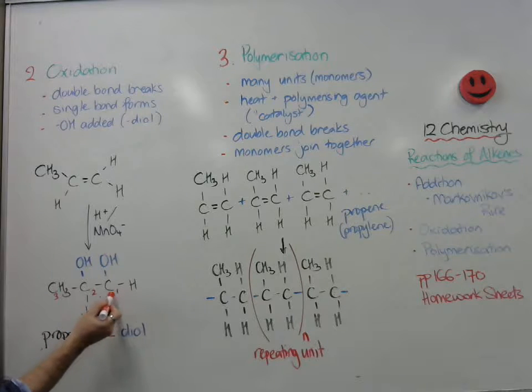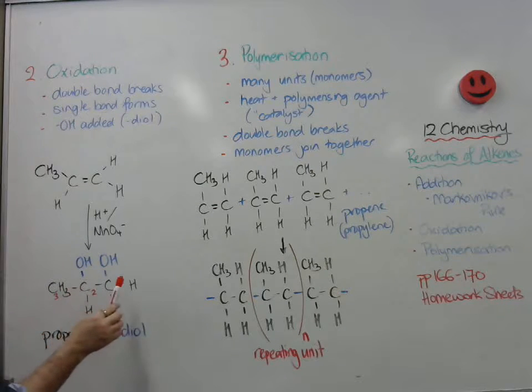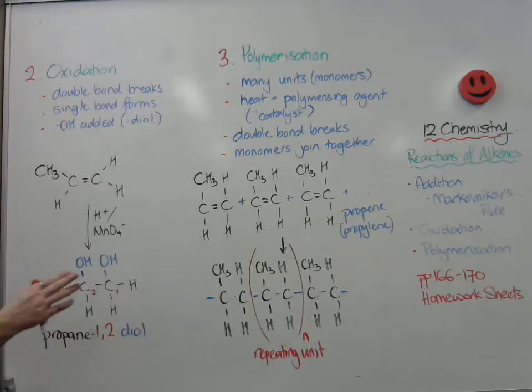We then look at the carbons that the OHs are on, number 1 and 2, so 1,2-diol, and then we look at the carbon chain. 1, 2, 3, or 1, 2, 3 for our longest carbon chain. So it's propane-1,2-diol. It's actually said "propane-1,2-diol". You say the E because it's part of the word. If there was a double bond somewhere, it would be propene-diol.